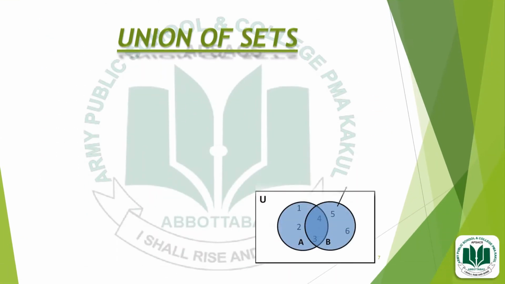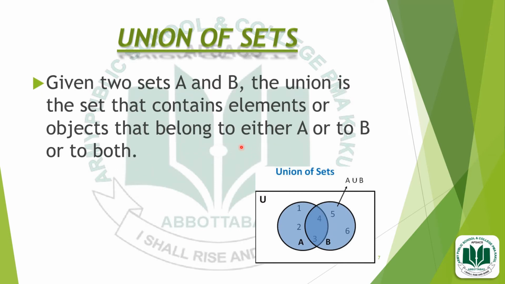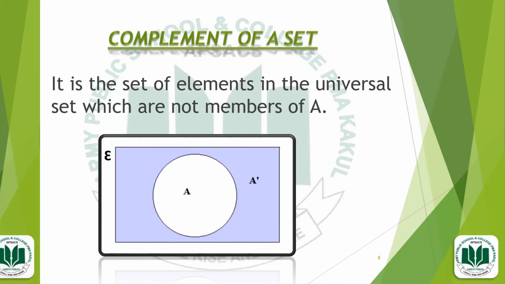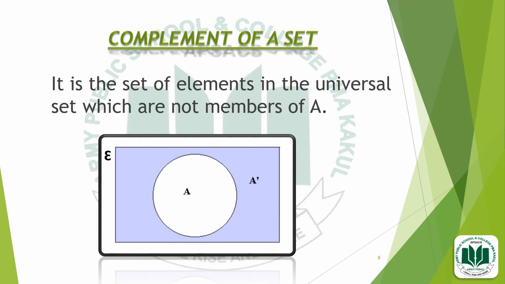Union of sets. Given two sets A and B, the union is the set that contains the elements or objects that belong to either A or to B or to both. We write union as this. This is the symbol for union. In Venn diagrams, the two circles combined form the area of union. Complement of a set. It is the set of elements in the universal set which are not members of A.